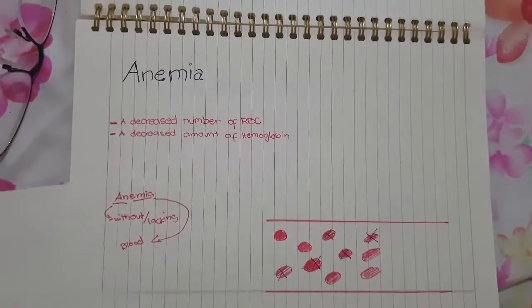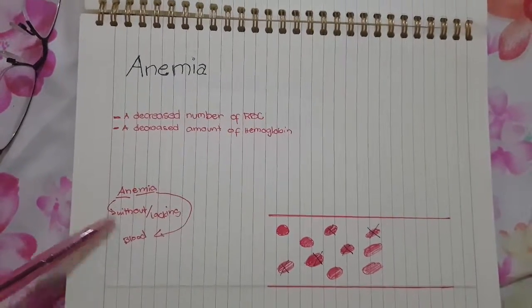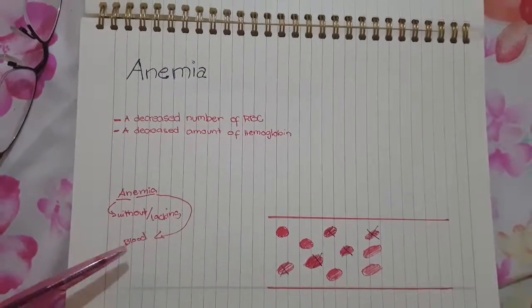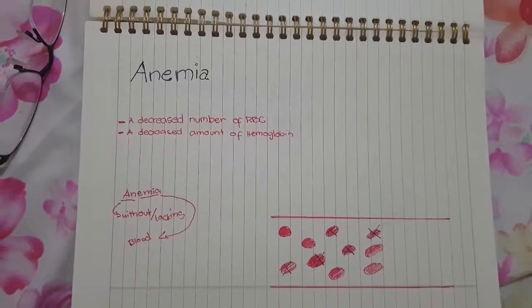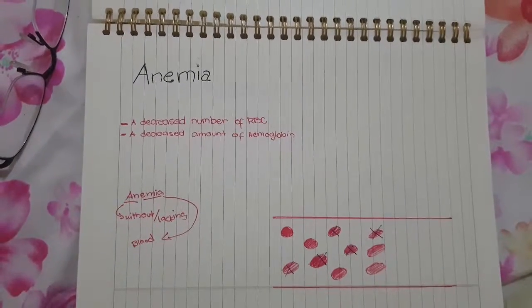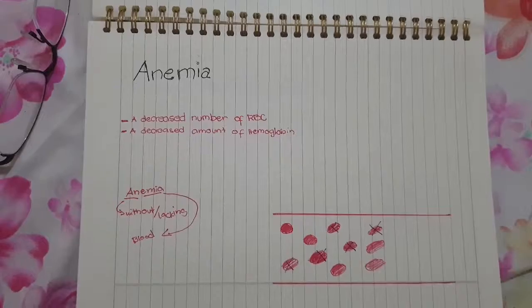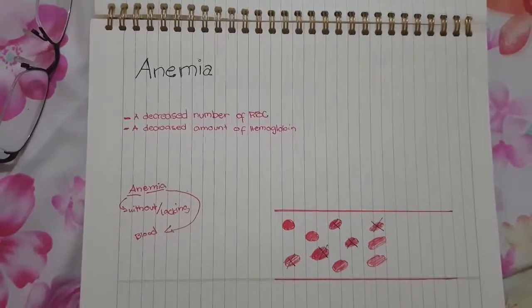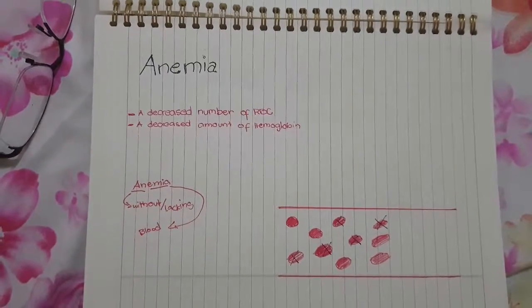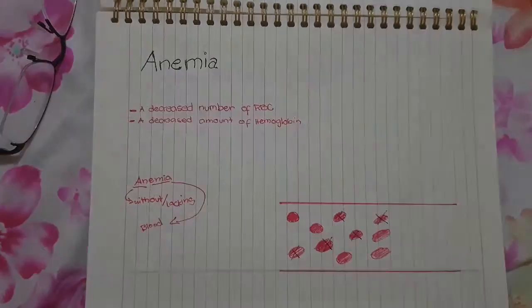Anemia is due to a decrease in the number of RBCs or a decrease in the amount of hemoglobin. Remember the prefix: an means without or lacking, and emia means blood. Literally, it means without or lack of blood. There are a few things that can cause a decrease in the number of RBCs. One way that seems to be the most obvious is massive loss of blood, called hemorrhage.